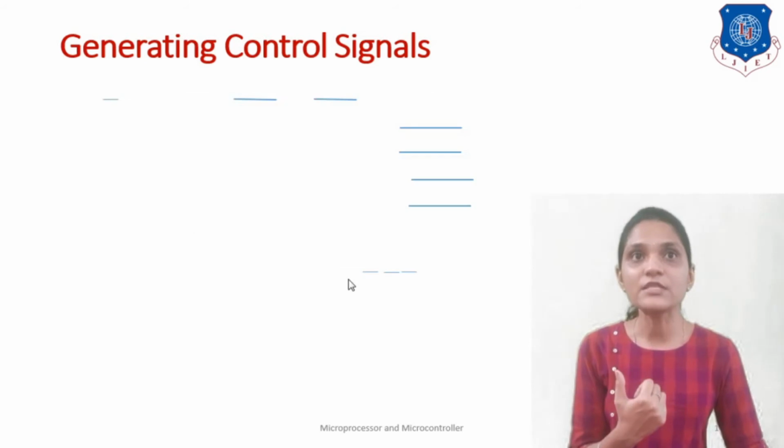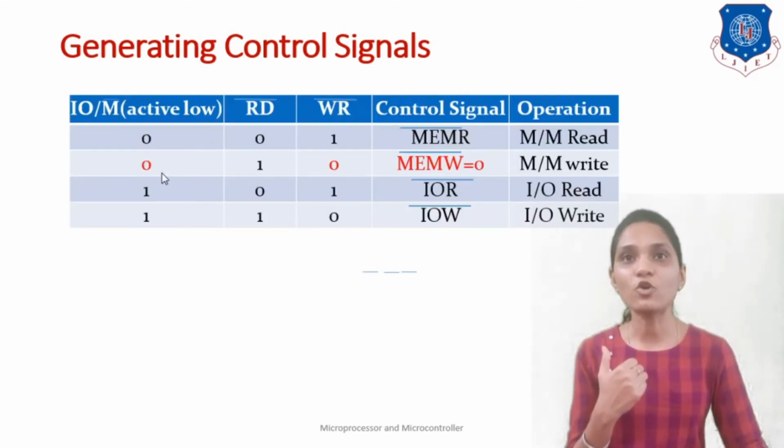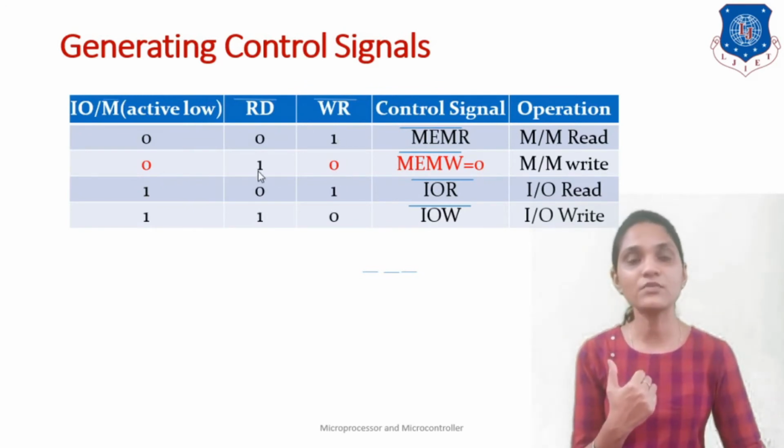Similarly, for memory write operation, your IO comma M bar will be 0 and WR bar will be 0 and RD bar will be 1.